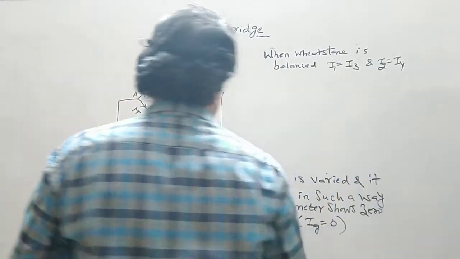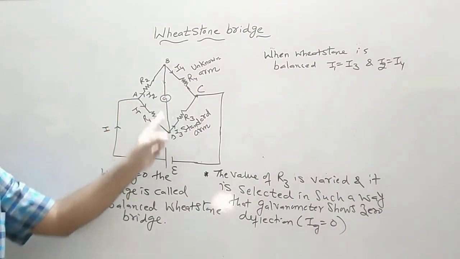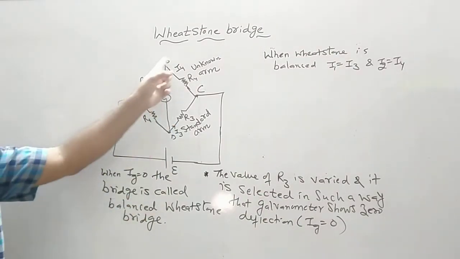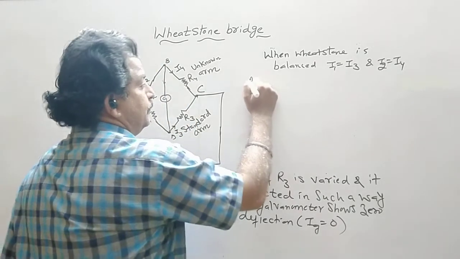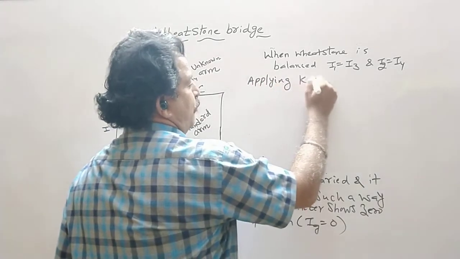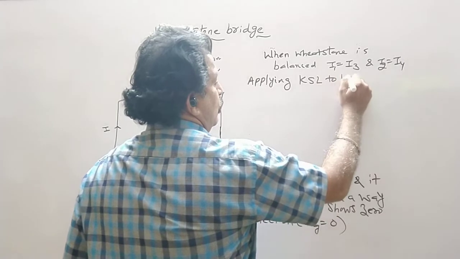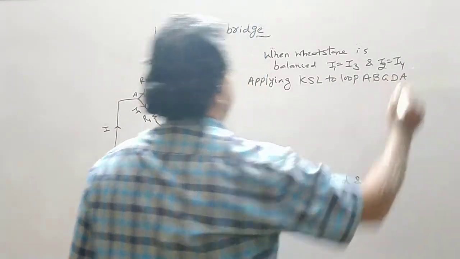Now we will apply the Kirchhoff law in the loops A, B, G, D, A and B, C, D, G, A. So, applying Kirchhoff's second law to loop A, B, G, D, A.